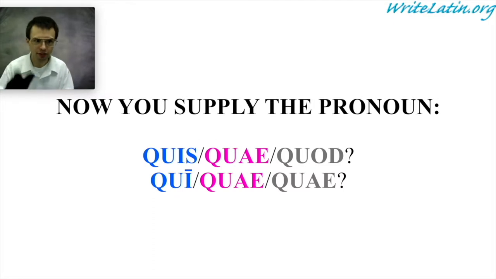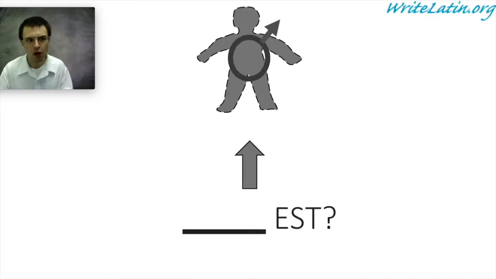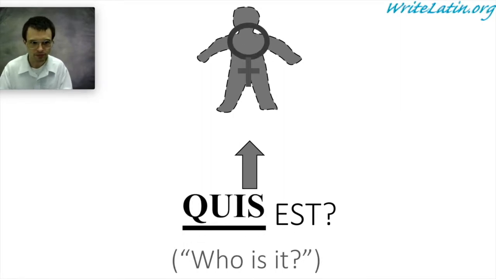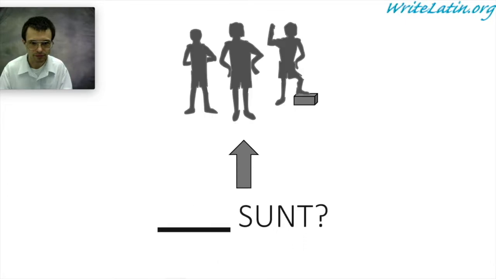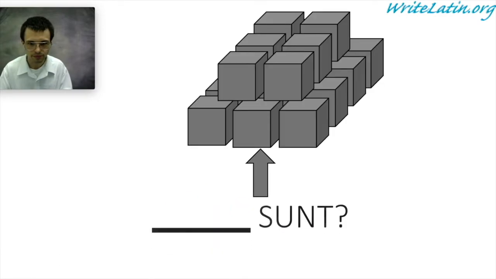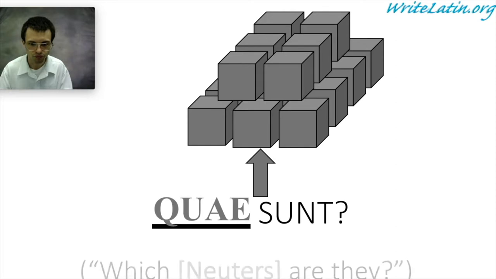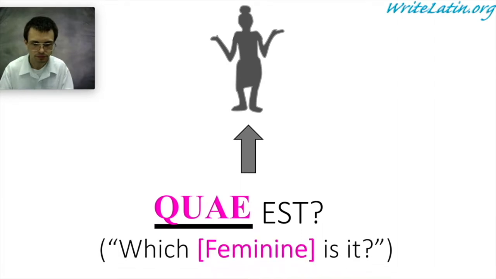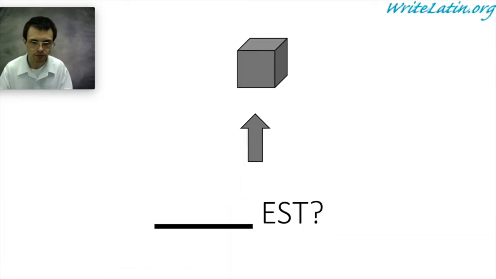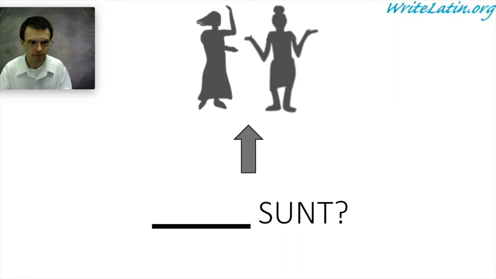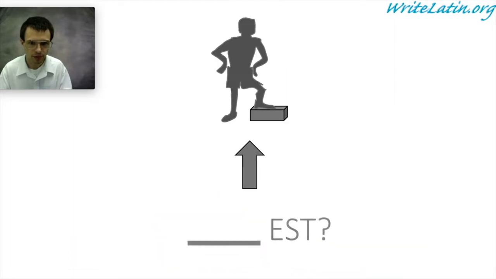Now we're going to see how well you watched, and you give me the pronoun. Don't give me est or sunt, that's not yet. Just tell me, what is this? And do all of these. I'm not going to say anything at all. You just say the answer and see how close you can get. Masculines. Neuters. A feminine. One neuter. Several feminines. One masculine.